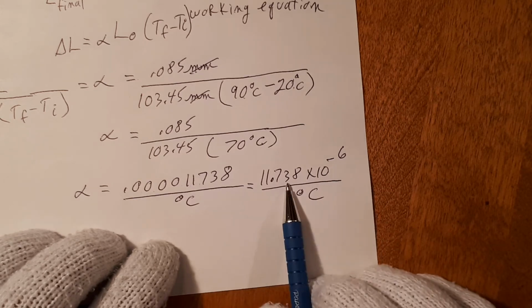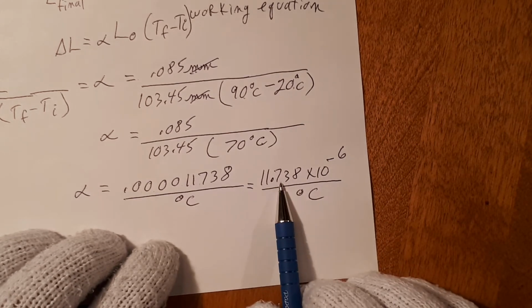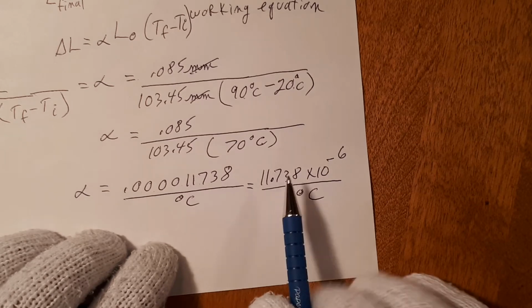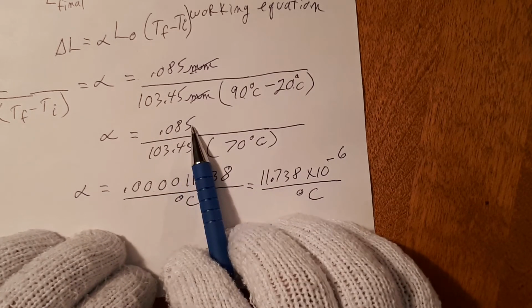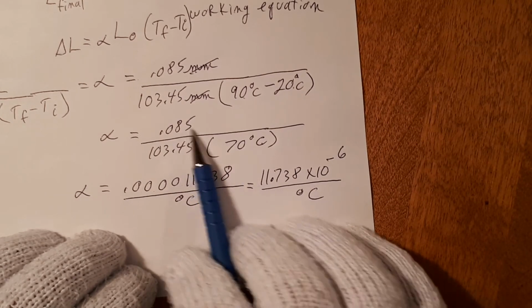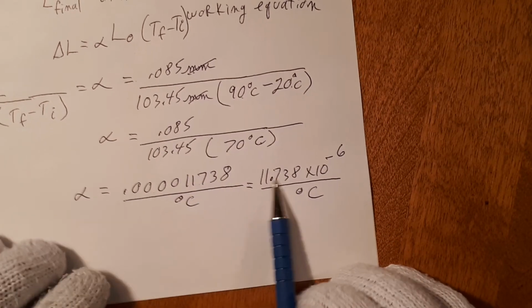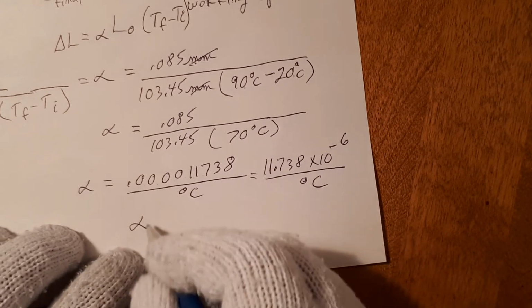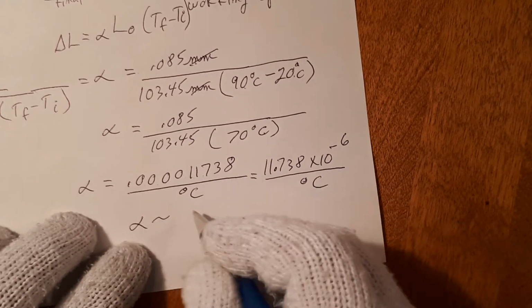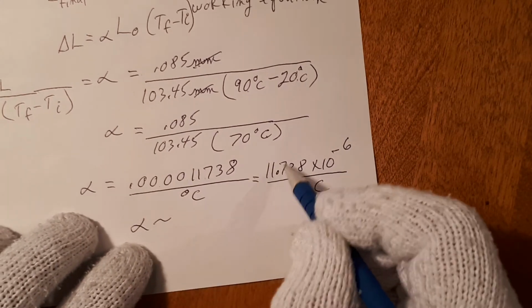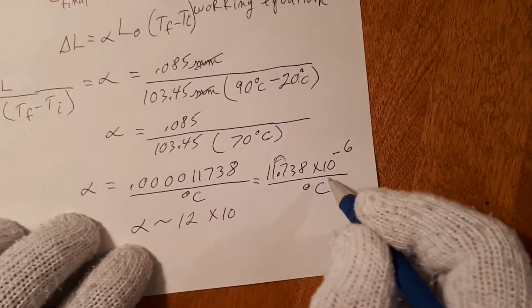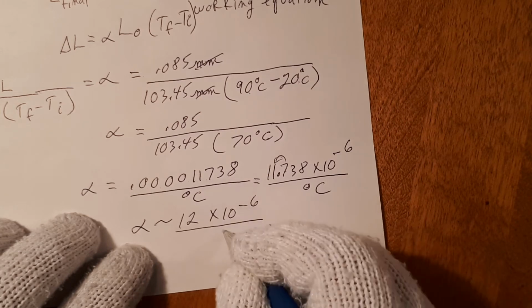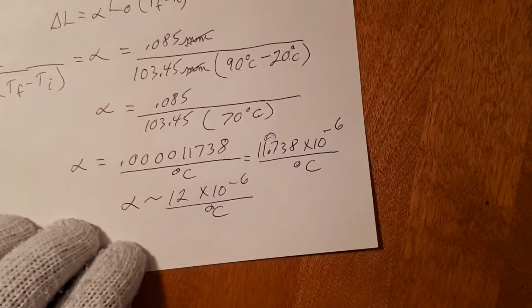The final thing we need to do is round this value into proper significant figures. Here we have 5 sig figs, and this one is 2 sig figs, and this one is 2 sig figs. So we'll round this to 2 sig figs. Alpha, the coefficient of linear expansion, is approximately equal to, rounding to 2 sig figs, looking at that third digit, this goes up by 1: 12 times 10 to the power of minus 6 per degree Celsius.